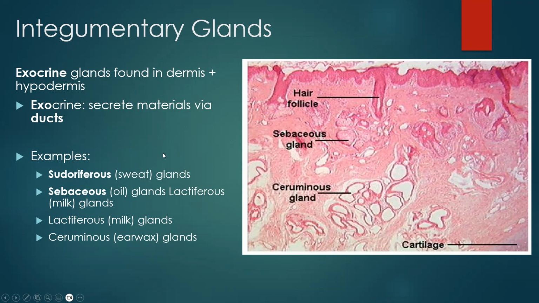So sudoriferous means sweat producing. Sebaceous is going to be more of our oily glands. We do have lactiferous or milk glands and earwax glands. Those are specialized. They're only found in specific regions, so we will not be dealing with them in this presentation.